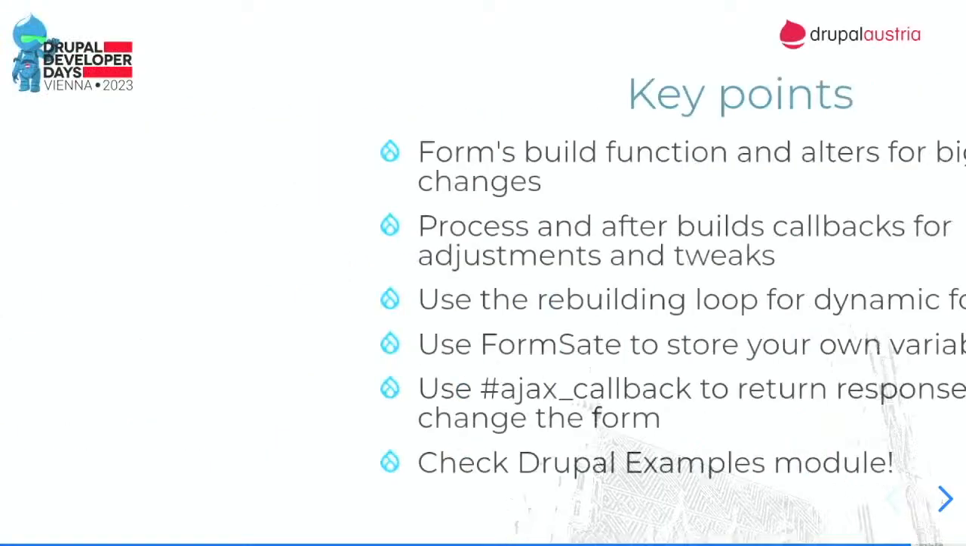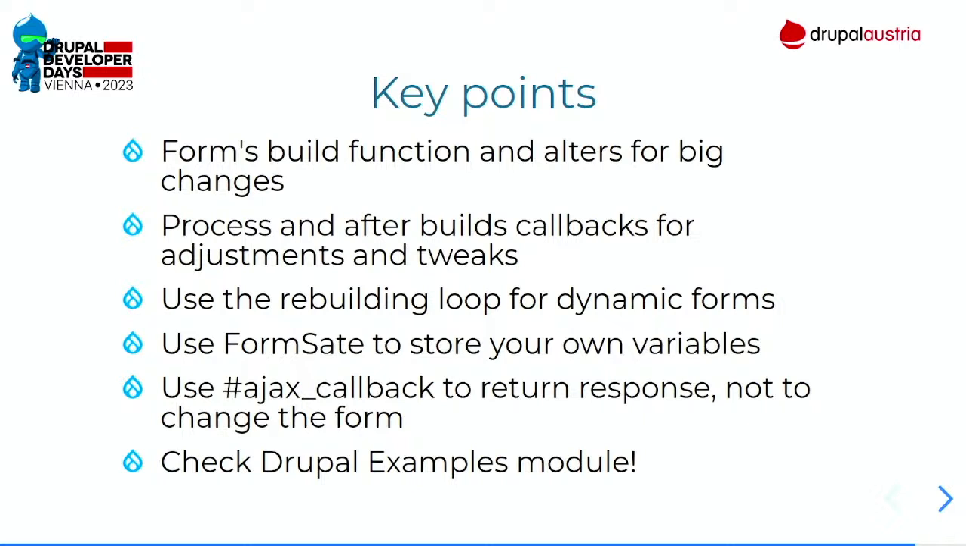And finally, the key points that you should keep: if you have to do big changes on a form, you need to use the build function and the alters. Well, the build function to create your form and the alters to make great changes on your form. The process and the after build callbacks are only for adjustments or tweaks. Use the rebuilding loop for the dynamic forms in the way we have seen. Use the form state to store your own variables. Use the AJAX callback only to return a response, not to change the form.